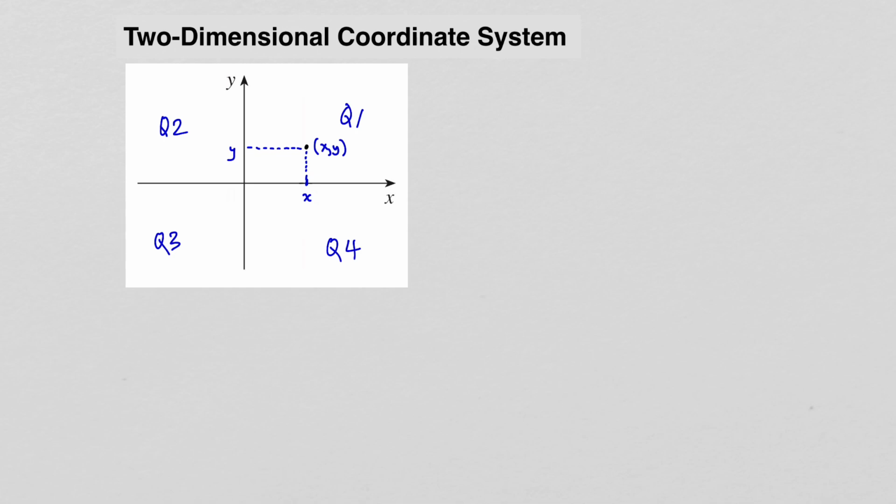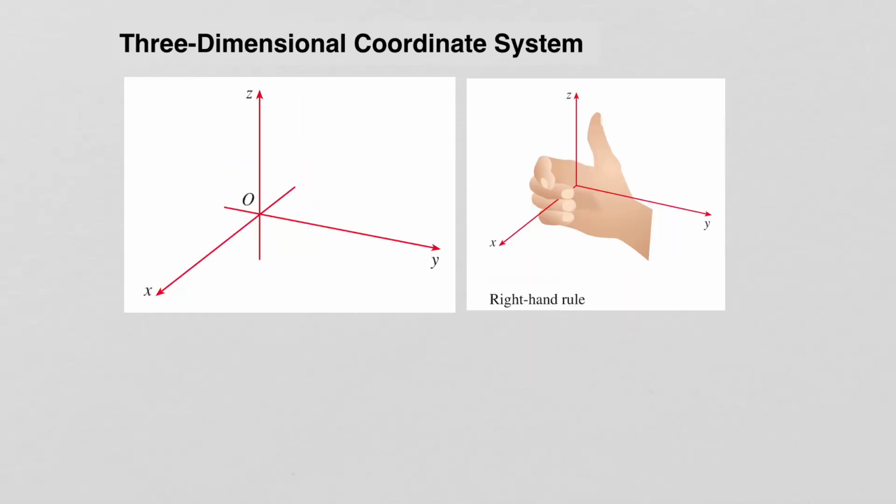But what if we have more variables? Particularly, what if we have three variables that have a relationship to each other? To discuss these kinds of relationships, we need a new system. We need the three-dimensional coordinate system. This system is comprised of three real number lines.